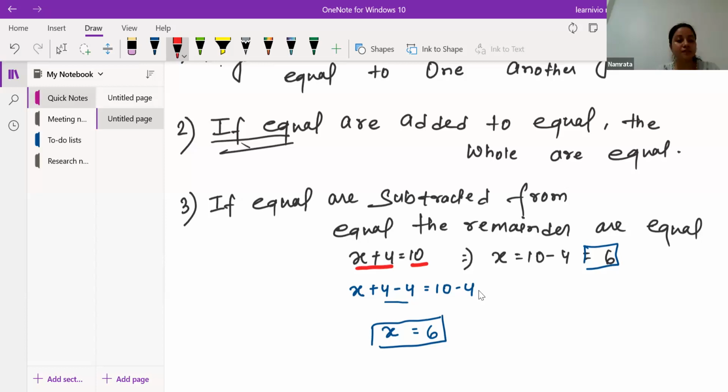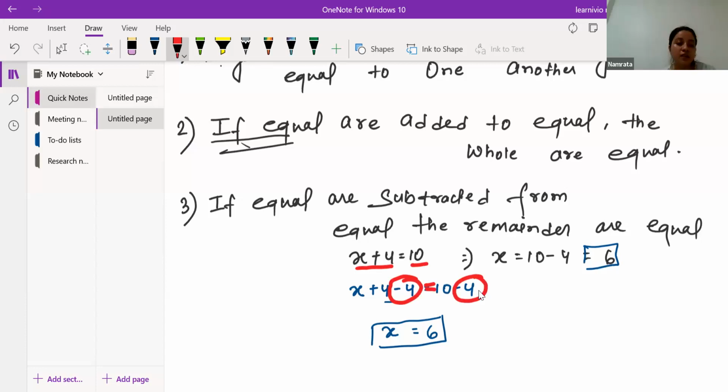So which axiom is getting used? Euclid's third axiom is getting used to find the value of x. Because to solve the equation, we are subtracting, and the axiom which is related to subtraction is the third axiom.